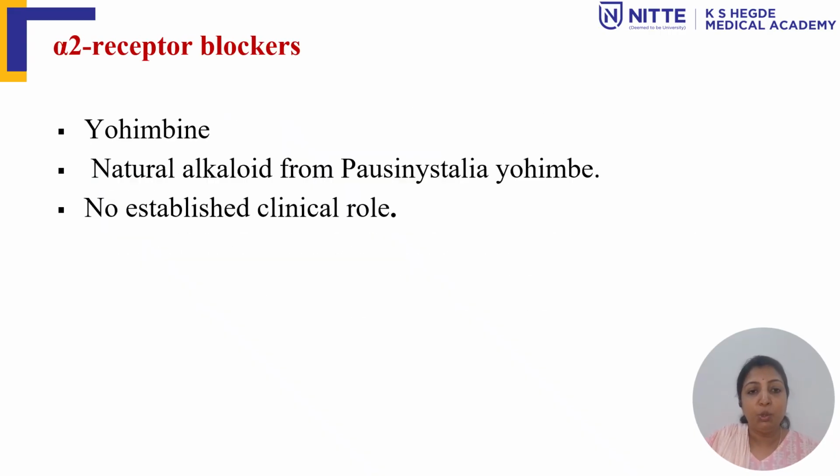Coming to the alpha-2 receptor blocker. The drug is yohimbine. It's a natural alkaloid from a West African tree. They block the alpha-2 receptors. Mainly the presynaptic alpha-2 receptors are blocked, and hence they can increase the sympathetic outflow and potentiate the release of noradrenaline. But they do not have any established clinical role.